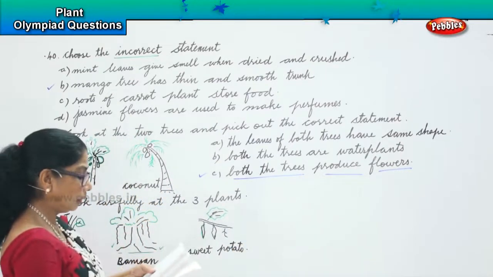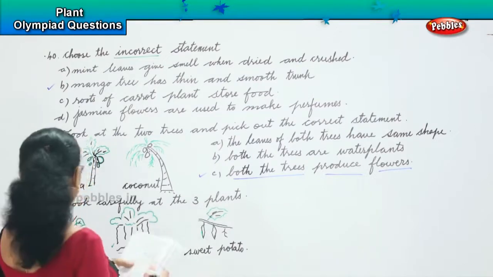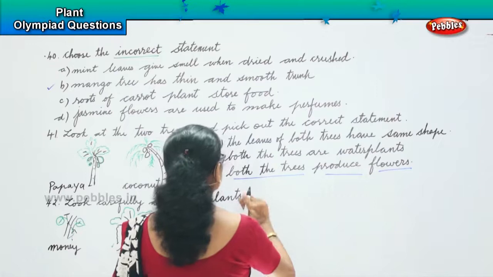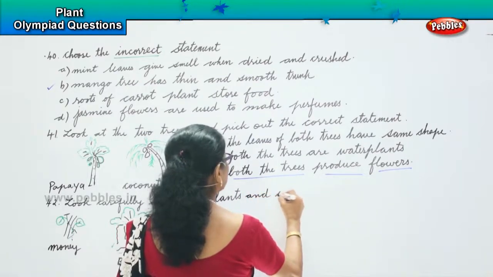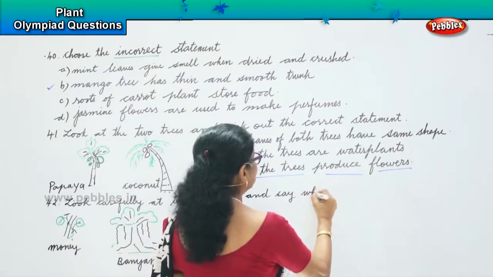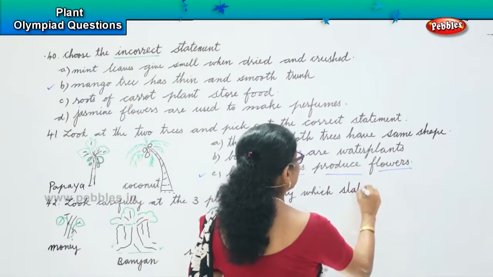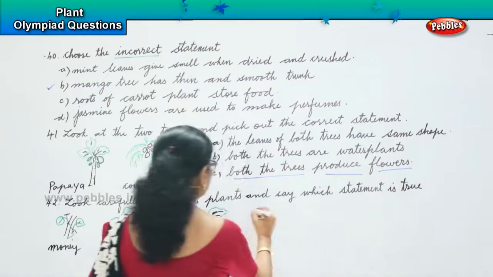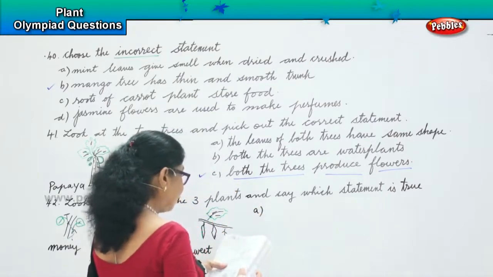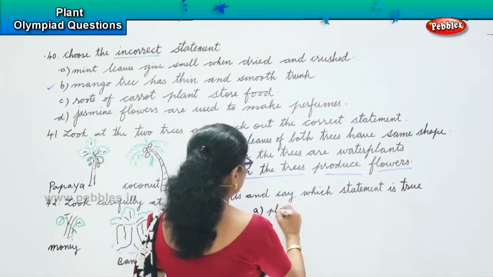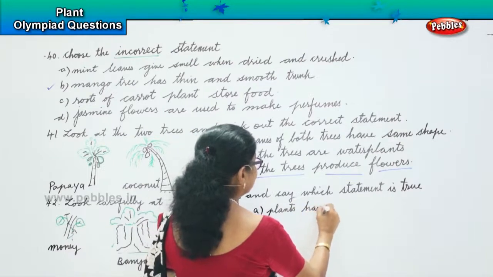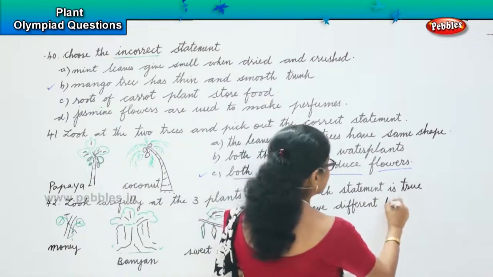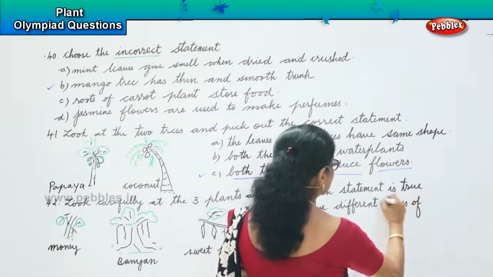Okay. Now, which of the following statements is true? Look carefully at the three plants. And say, which statement is true? A. We look at option A. Plants have different types of stems.